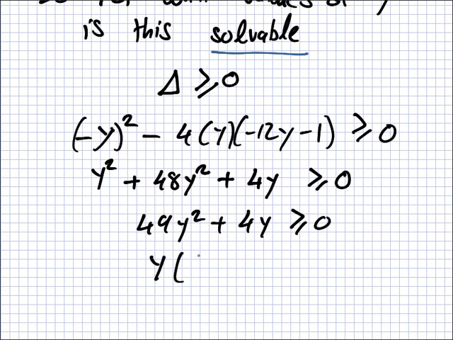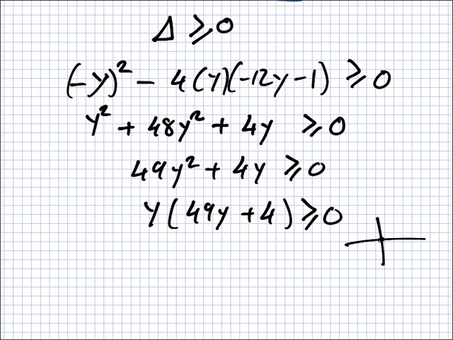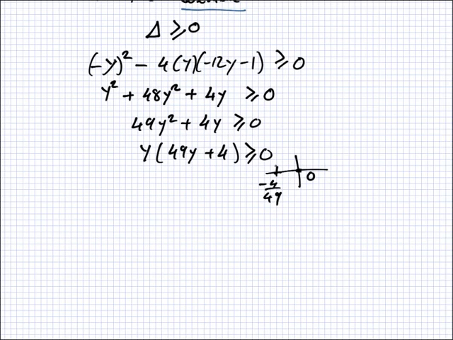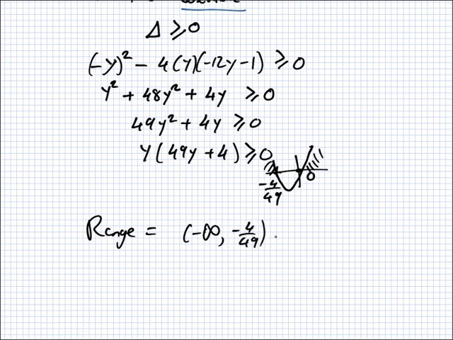So that's y times 49y plus 4 greater than or equal to 0. So if you draw that, that's here at 0 and minus 4 over 49. It's this shape because it's y squared, and because it's more than, you want this piece and this piece. So you might say that the range is minus infinity to minus 4 over 49, and then 0 to infinity.